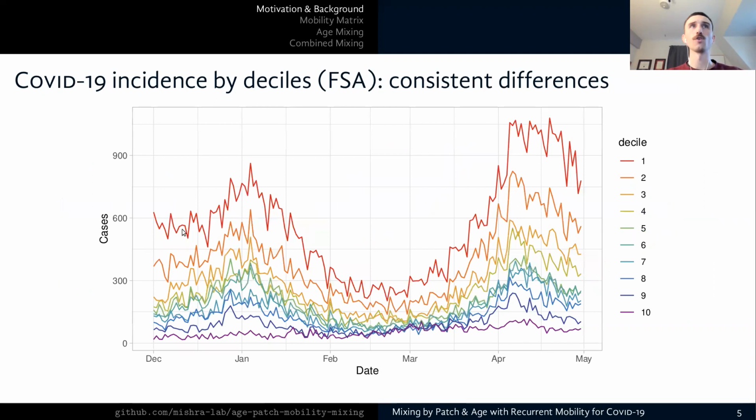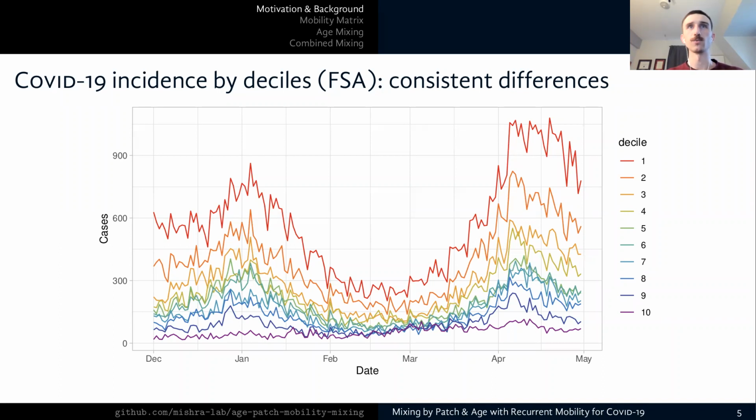And then in terms of the COVID case counts per day across these various deciles or patches, those have been relatively consistent in terms of the differences between them. So it helps support the fact that these patches are distinct in some unknown characteristics, which I won't get into today, but the way that we implement differential risk within each of those patches is another layer to this.